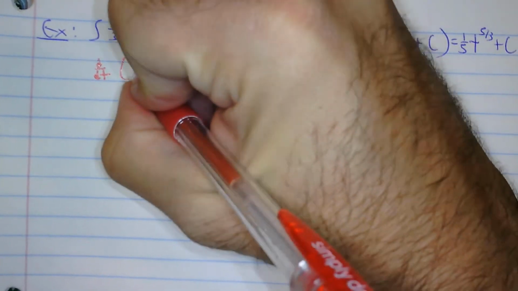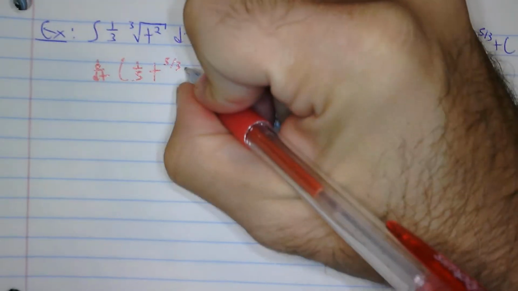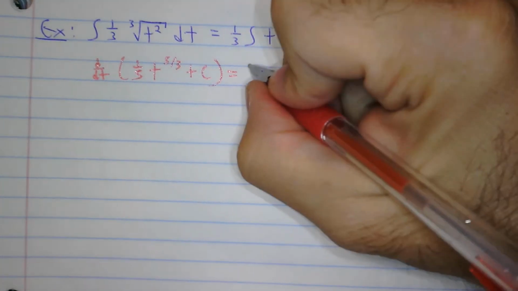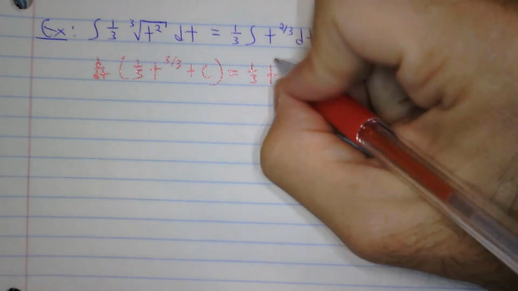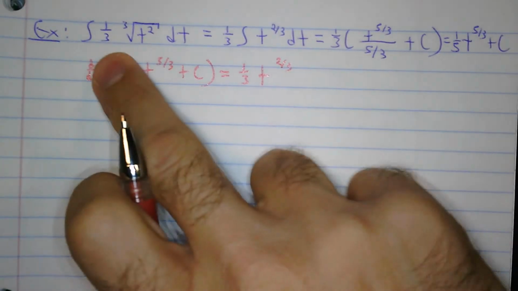Okay, let's just double check that. We'll take d/dt of 1/5 t to the 5/3 plus c and see what we get. Well, if you differentiate, the 5/3 comes down in front, leaving you with 1/3 t, subtract 1, which is 3/3, and you're left with 2/3. Derivative of c is just 0. So there you go. And is that my integrand?